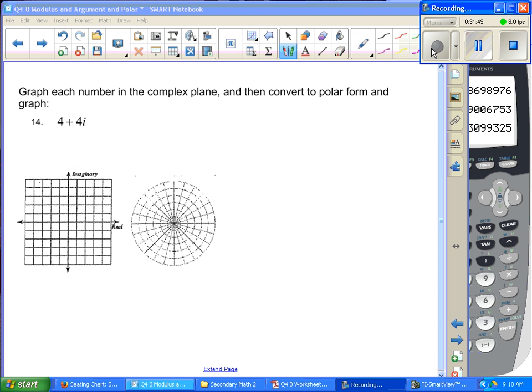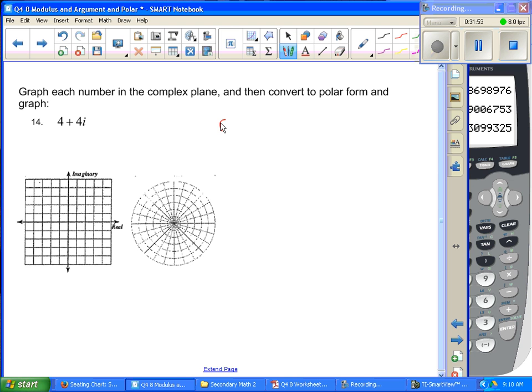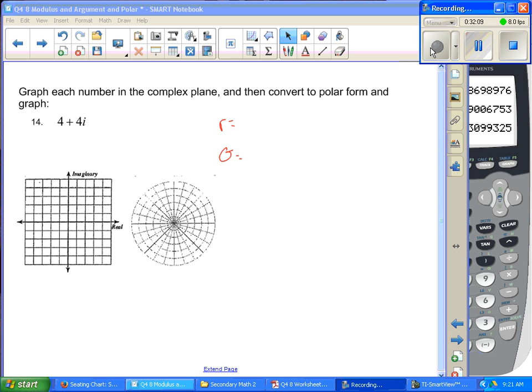I want you guys to try number 14. It boils down to finding the R and the theta. Just think of it like the modulus and the argument that you're doing up above, only now it's the radius and the angle measure. So polar coordinate graphing is similar to finding the modulus and the argument.